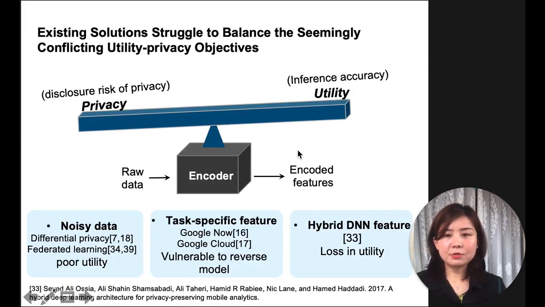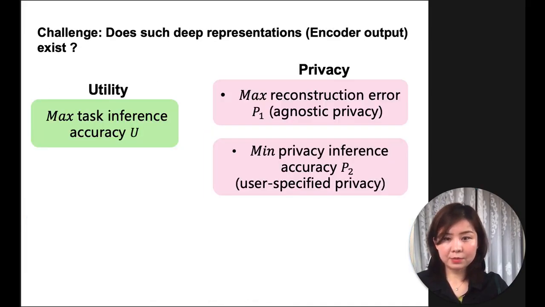However, existing solutions struggle to balance the seemingly conflicting utility and privacy objectives, such as the widely practiced noisy data, task-specific features, and hybrid features. Unlike the previous work, we want to automatically learn deep features to find a sweet trade-off between the utility and the privacy. In this work, we want to maximize the utility.